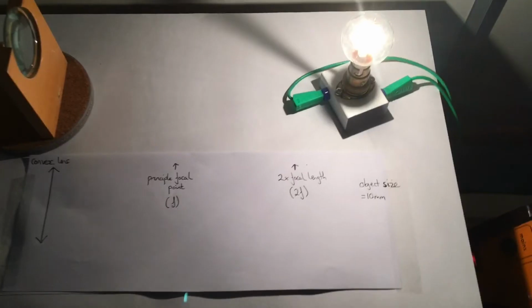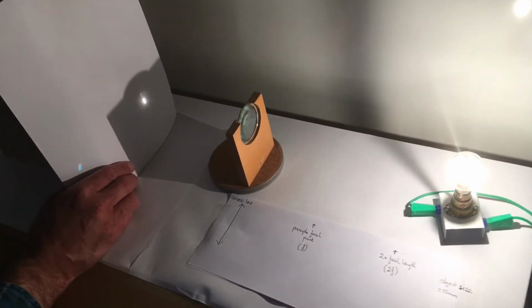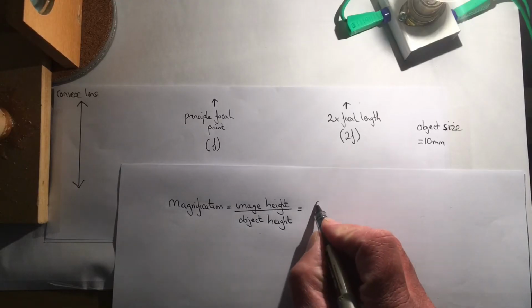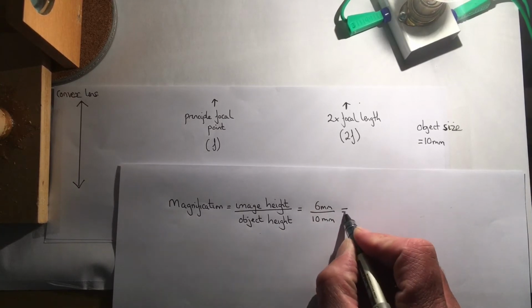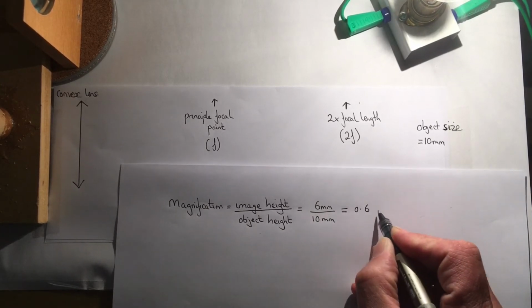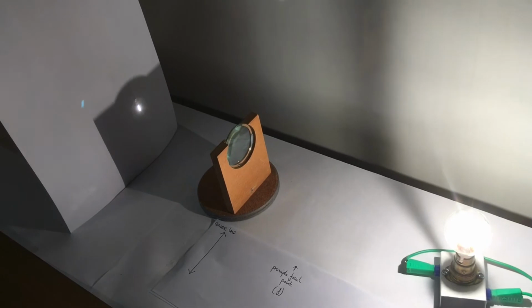So with the object past 2 focal lengths away, we're going to focus the image onto the screen. You may be able to notice that the bulb is upside down and that the size of the image is about 6 millimetres. Using the equation magnification is image height over object height, that gives a magnification of 0.6, so the image is smaller than the object. So the properties of the image are: it's real because light comes from the image. Secondly, it's inverted. Lastly, it's diminished, which means it's smaller than the object.